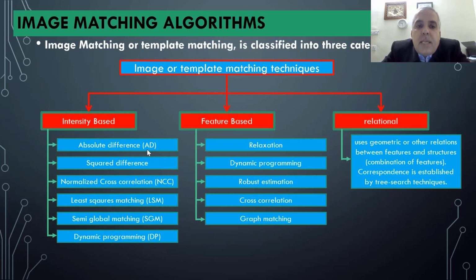Let's talk about the image matching techniques. Actually, it's divided into three areas: intensity-based or area-based matching, feature-based, and relational. Intensity-based is comparing the intensity value. It goes from absolute difference, square difference, normalized cross-correlation, least square matching, semi-global matching, and dynamic programming. Regarding the feature-based, it comes from relaxation, dynamic programming, robust estimation, cross-correlation, and graph matching. Regarding relational, it uses geometric or other relation between features and structures, combination of the features, correspondence established by tree search technique.